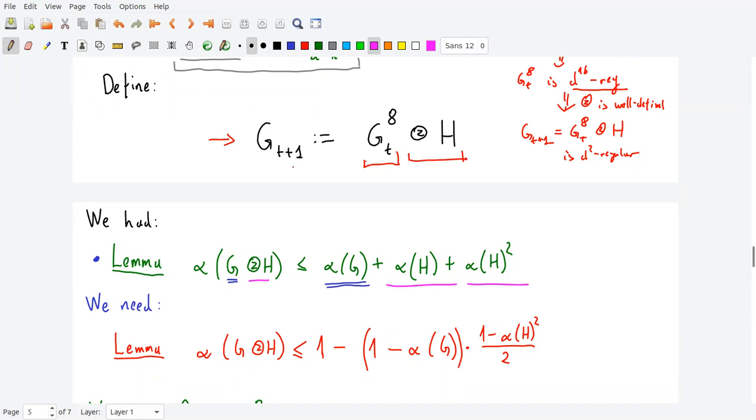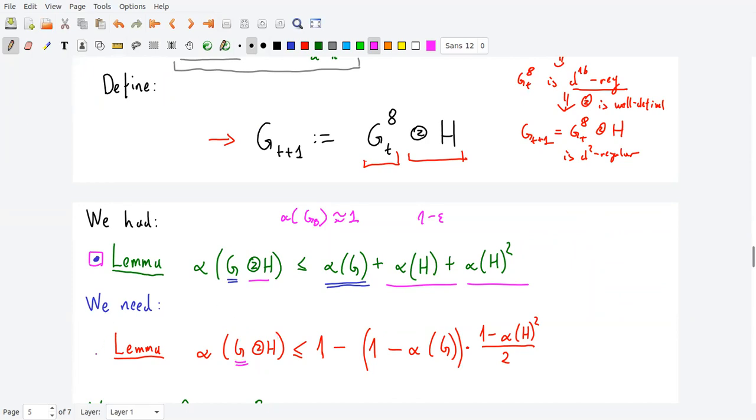However, observe that this kind of lemma is a bit useless for us now. Why? Because we start with a G0 whose alpha is almost 1. It is 1 minus some tiny epsilon. So if we zigzag with H that has even, I don't know, alpha equal to 1/5, this inequality will give you nothing, because this plus 1/5 plus 1/25 will easily go beyond 1. So we need to have an understanding of how the zigzag works also for graphs G where alpha is very close to 1.